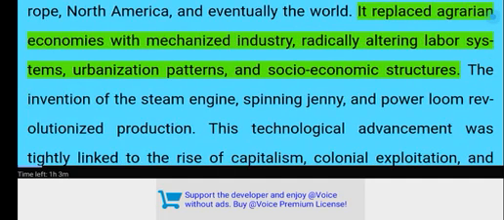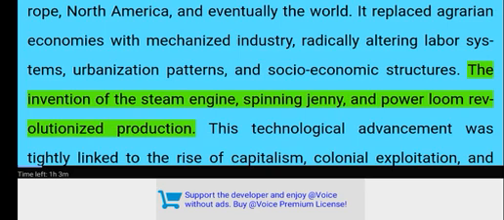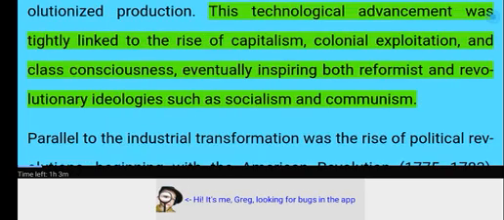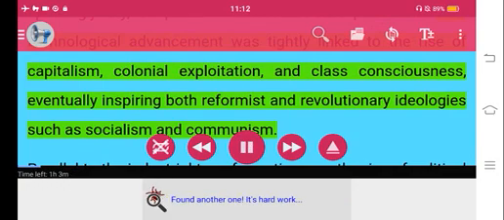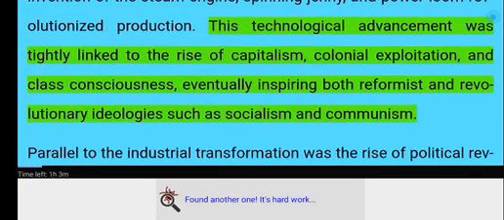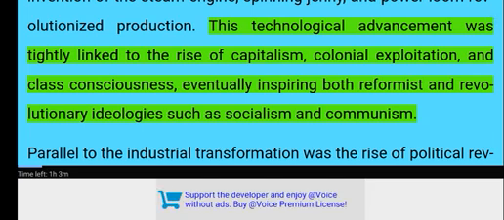It replaced agrarian economies with mechanized industry, radically altering labor systems, urbanization patterns, and socio-economic structures. The invention of the steam engine, spinning jenny, and power loom revolutionized production. This technological advancement was tightly linked to the rise of capitalism, colonial exploitation, and class consciousness, eventually inspiring both reformist and revolutionary ideologies such as socialism and communism.